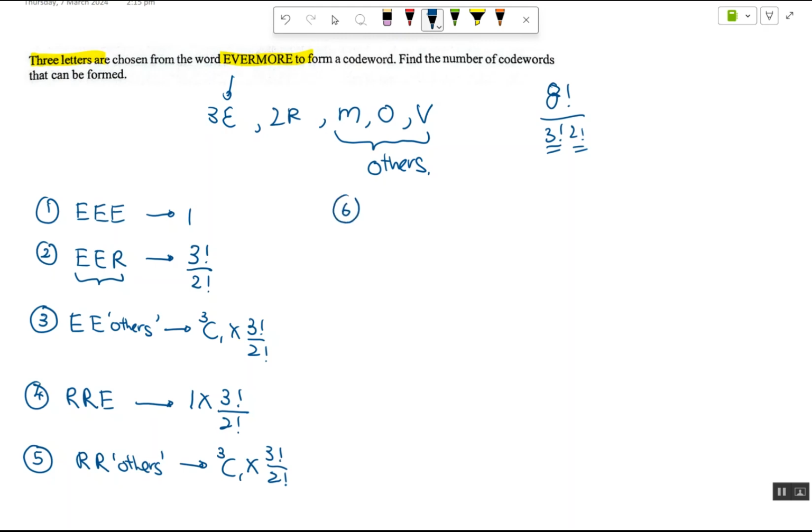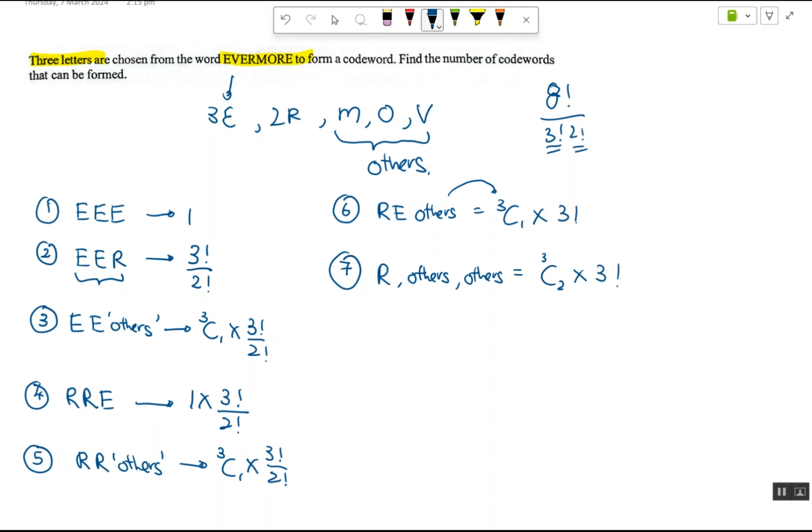For case number 6, what if I have an R, an E, and then others? That would be again 3 choose 1, multiply by 3 factorial. 3 choose 1 is to choose which of the M, O, V is chosen, as well as to permute within the 3 letters. Case number 7, if I have R and then others, that would be 3 choose 2, multiply by 3 factorial, because these 3 letters are going to be distinct. In fact, you can times 2 because E and others is going to give you the same result. That will be my case 8. So this one will be the same, 3 choose 2 times 3 factorial.